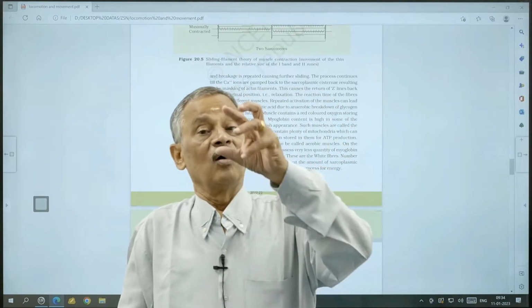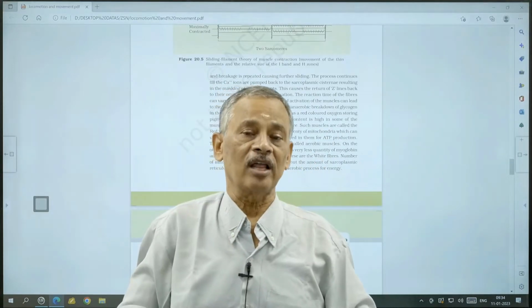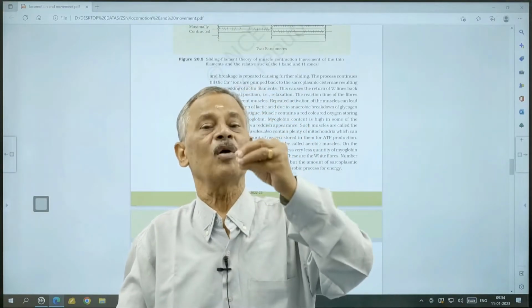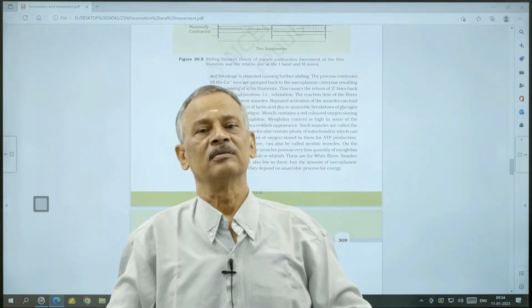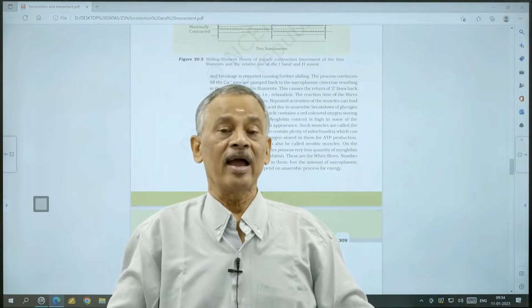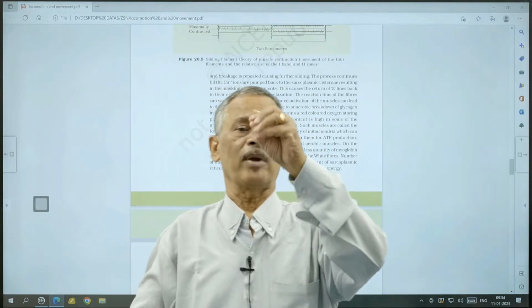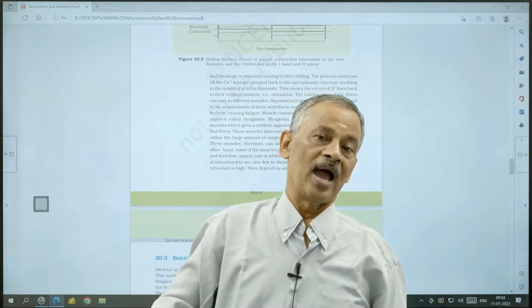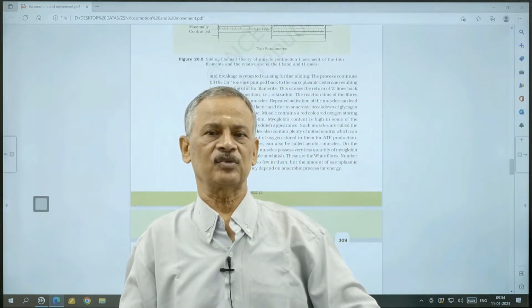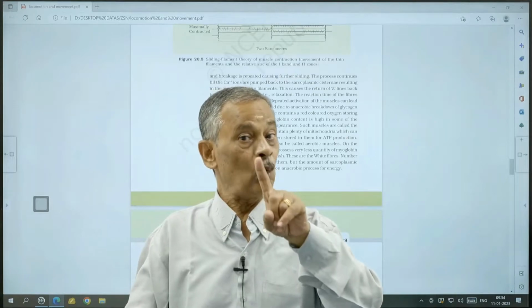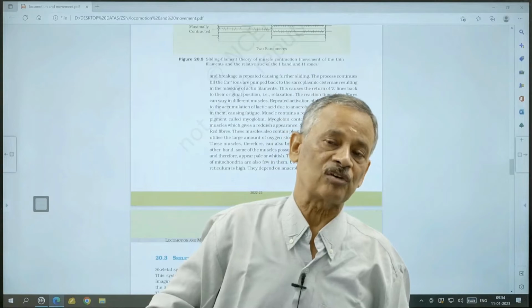Whereas white muscles, which are whitish in color because of the lesser amount of myoglobin, are mostly anaerobic. They have an abundance of endoplasmic reticulum but poor mitochondrial content. And they contract very fast. They are fast twitch muscles. Red muscles are slow twitch muscles. White muscles are fast, quickly contracting.